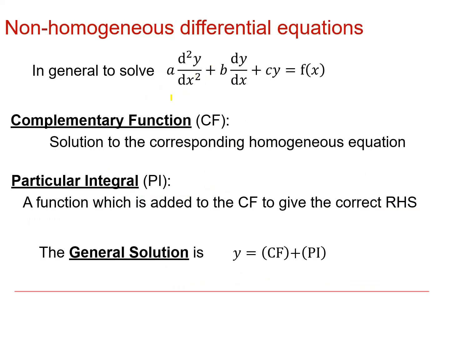So in general, if we're solving a non-homogeneous second order differential equation like this, the first thing we do is we find the complementary function, CF, and that's using the auxiliary equation just as we have in previous videos. We then need to add in the particular integral, which is a function determined by what we need for the right hand side in the differential equation. We're going to look at how we do that in the next couple of videos, and then the general solution becomes the complementary function plus the particular integral.